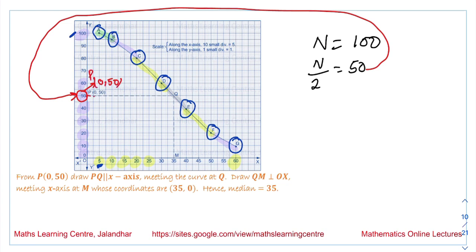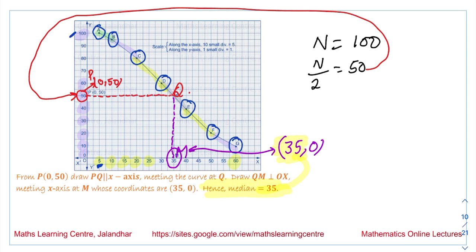From this point we are drawing a perpendicular, and this is the point Q where it intersects with the ogive. Now from this point Q we are drawing a perpendicular on the x-axis, and it intersects the x-axis at this point M. The coordinates of this point M are 35, 0. So the median of this data is 35. The median for this data is 35.